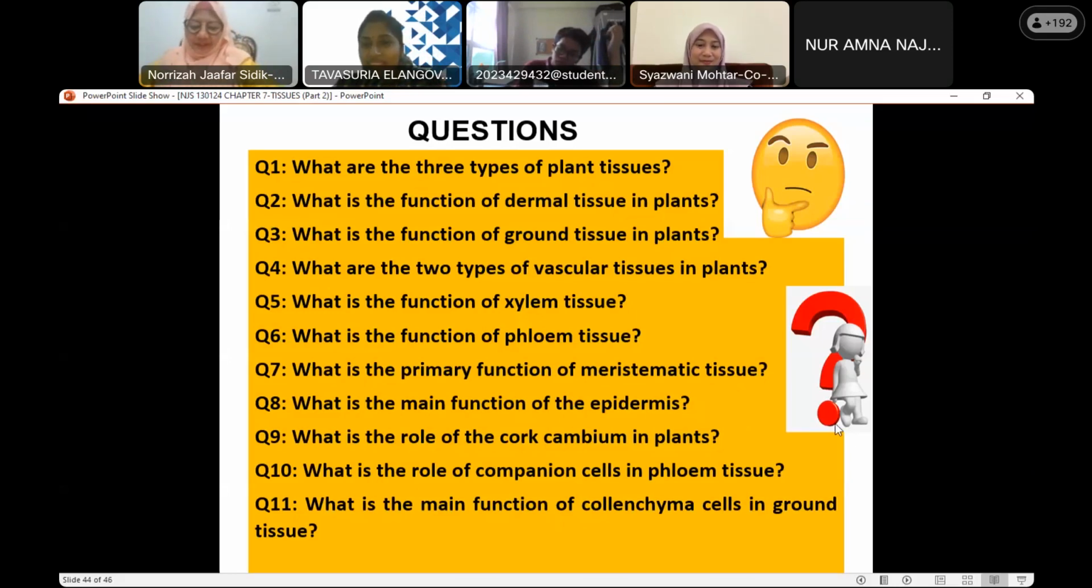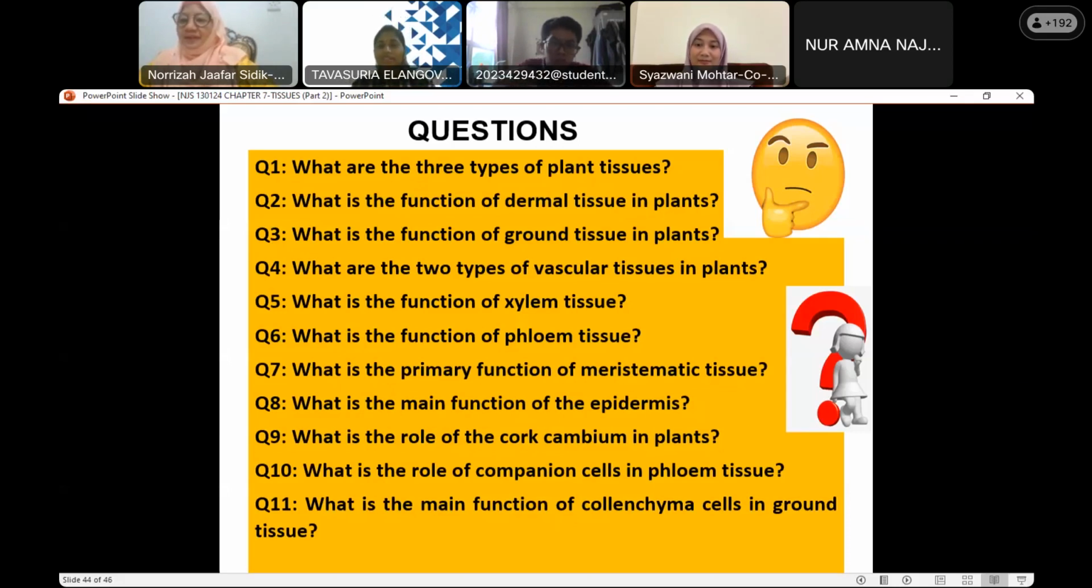Okay. Then the next one, what is the function of dermal tissue in plants? Dermal, the outer layer, right? So what's the function? Okay, Doctor, got one answer from Danish: protection and prevention of water loss. Okay, good. Is there any other function? Protect what? Protect against what? Against the bacteria and also the pathogens.